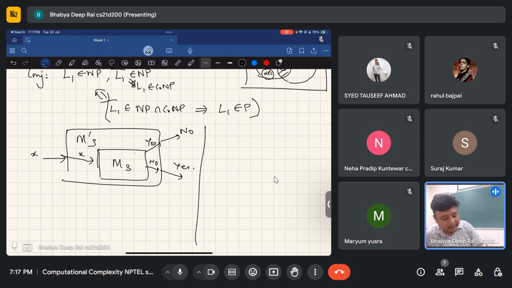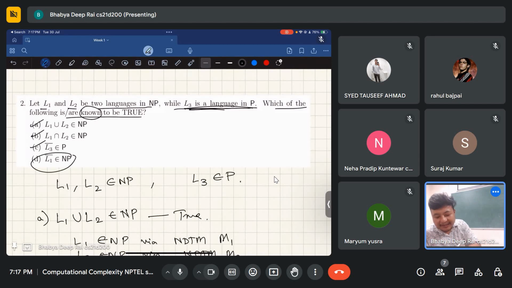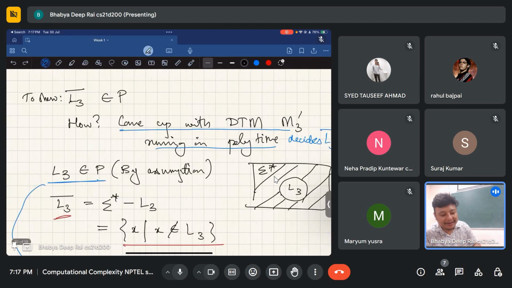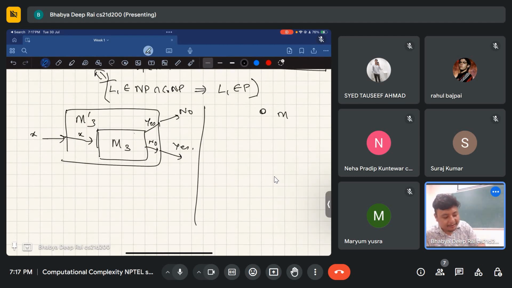So the idea is that if I start my non-deterministic Turing machine, this time it's non-deterministic, because in this question I'm saying L1 bar is in NP, right? I want to decide L1 bar using the same idea. So I'll run M1, which is a non-deterministic Turing machine deciding L1. This makes several non-deterministic choices, and here I come up with accept, reject, reject, accept, and so on.